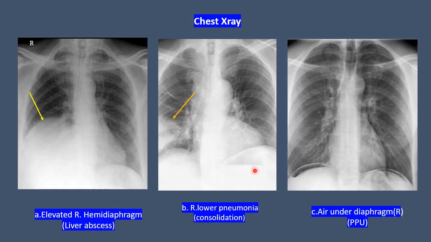The third is free air under the right diaphragm, pneumoperitoneum, which usually occurs in patients with perforated peptic ulcer. So these are the three common conditions that must be excluded in patients who come with features suggestive of acute cholecystitis.